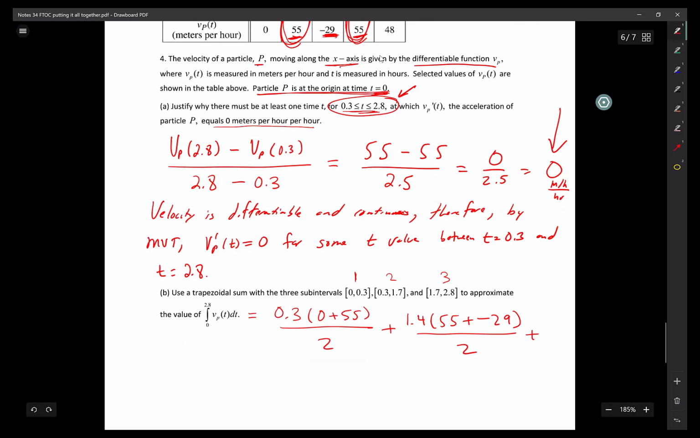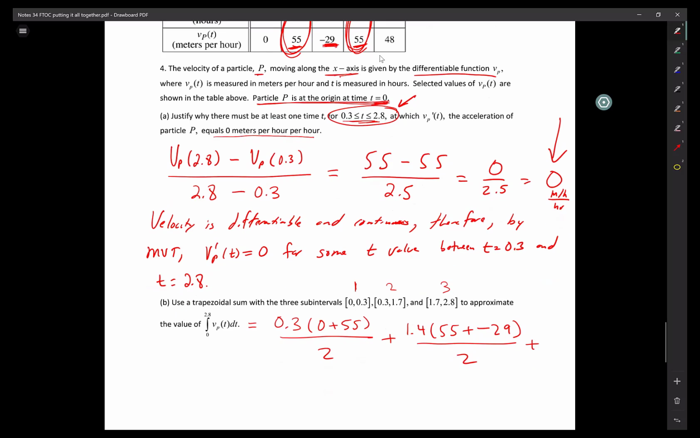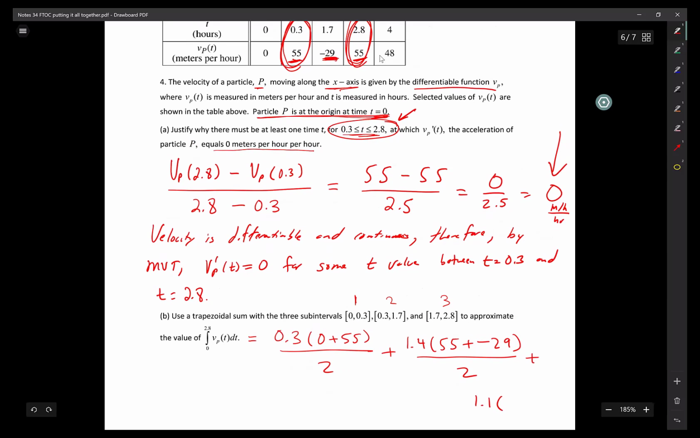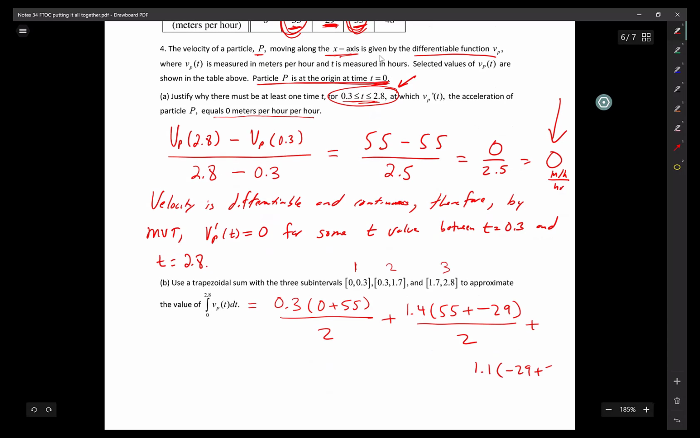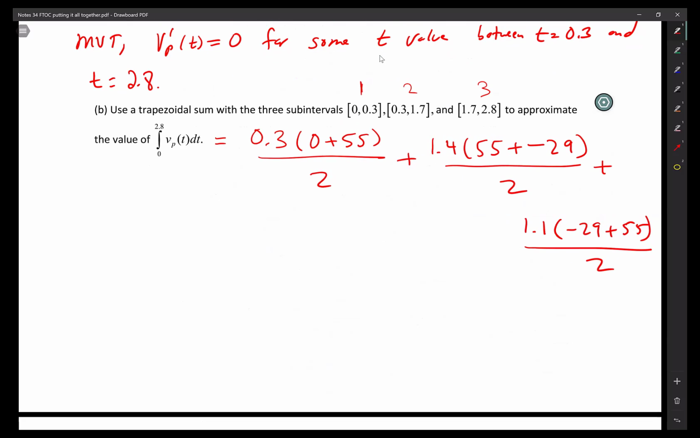Plus, the third one. The third one is the difference between 1.7 and 2.8, so that is going to be a 1.1. And then I'm going to write negative 29 plus 55, close it, divided by 2. And you can actually leave it like that. I don't recommend it. Why do I not recommend it on this one? Do we have a calculator? We have a calculator. On the calculator section, you can actually leave it like that, and that's correct. They won't take away points. But because we have a calculator, guys, I would just use your calculator.